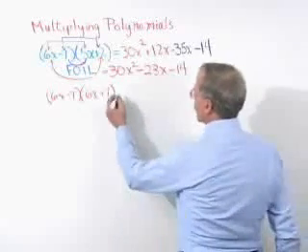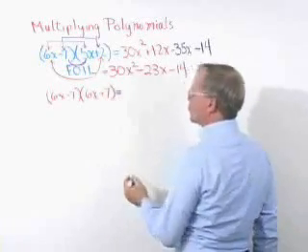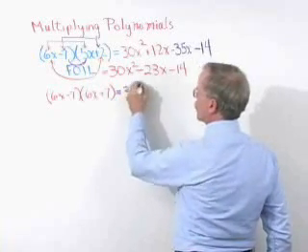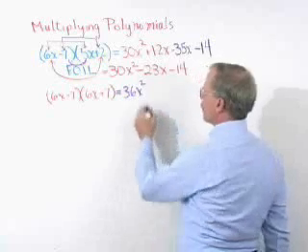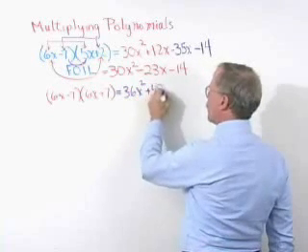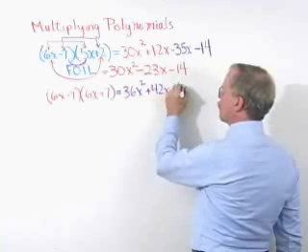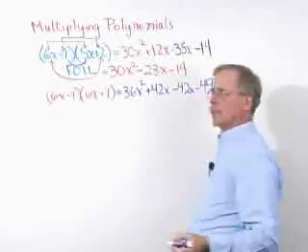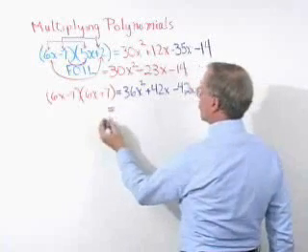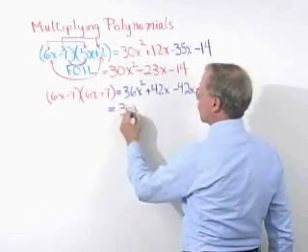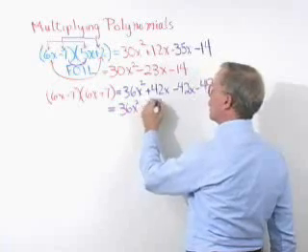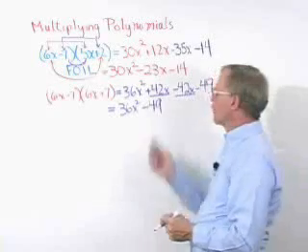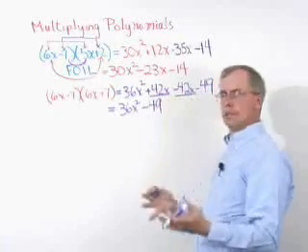Well, when we do this, we see that if we apply FOIL, we'll get 36x squared, and then we'll get positive 42x, and then we'll get negative 42x, and then minus 49. And when we combine those terms, we'll just get 36x squared minus 49, because these two will add out of the problem. Positive 42 minus 42 is 0.